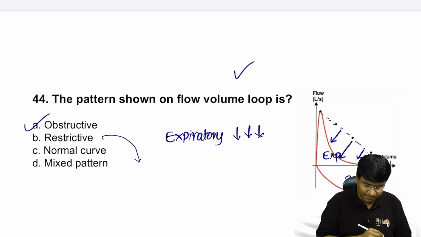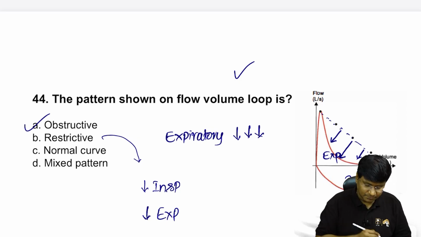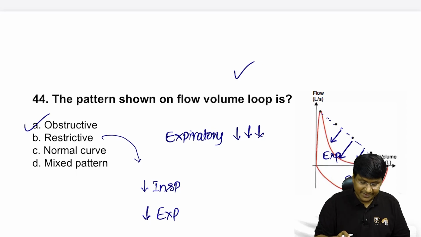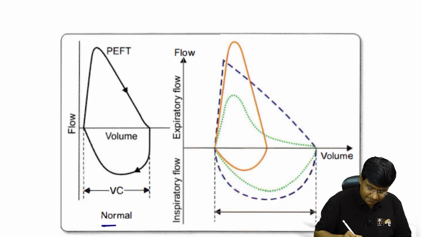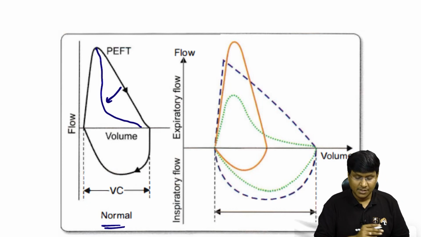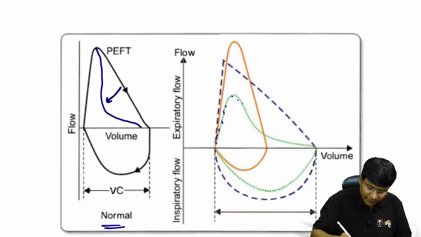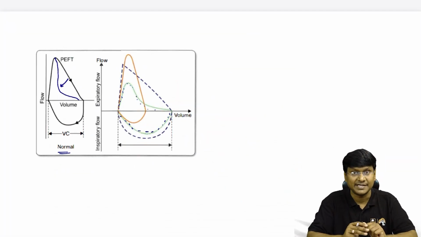Whereas in case of the restrictive pattern, both the inspiration and the expiration will be reduced. So the graph which is given is of the obstructive pattern. This is your normal flow. And in our question, the expiratory pattern was reduced. Whereas in these green markings, the inspiratory component is also reduced as well as the expiratory component.